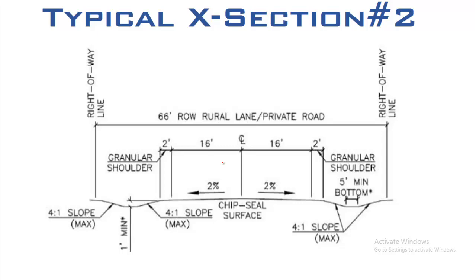Here is another example of a road cross section. The designs of road cross sections are different and vary from area to area. As you can see over here, this is the cross section of a rural lane. The width of the road is 16 feet, and again, as you can see over here, a slope is mentioned, that is 2%. Camber is provided in this road, and the slope is 2%.